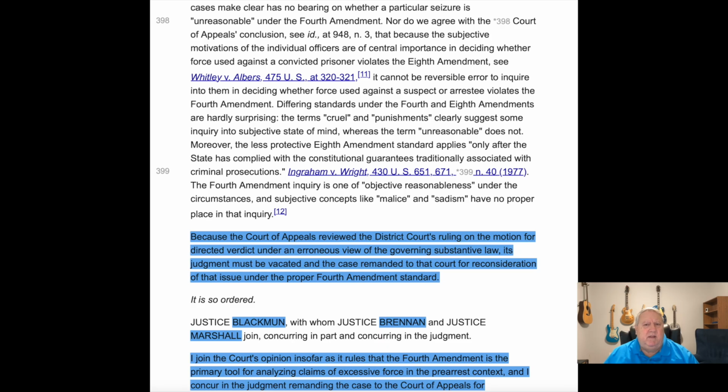So the court's not saying that they were necessarily wrong below in their conclusion. They're saying that they were wrong below in the analysis that they performed on that. They used the wrong standard. It should have been an objective standard to determine whether there's a claim here or not.